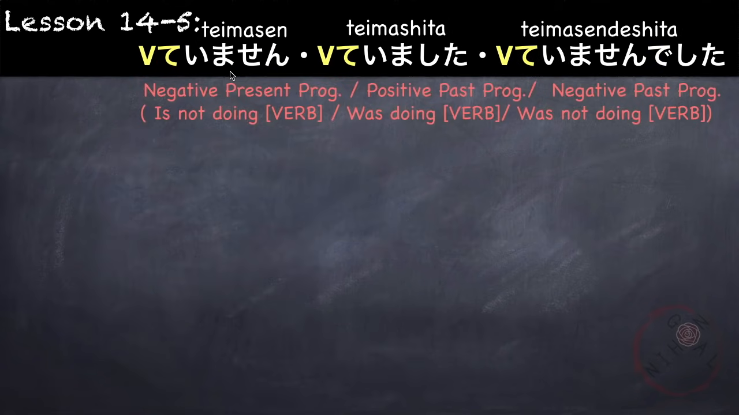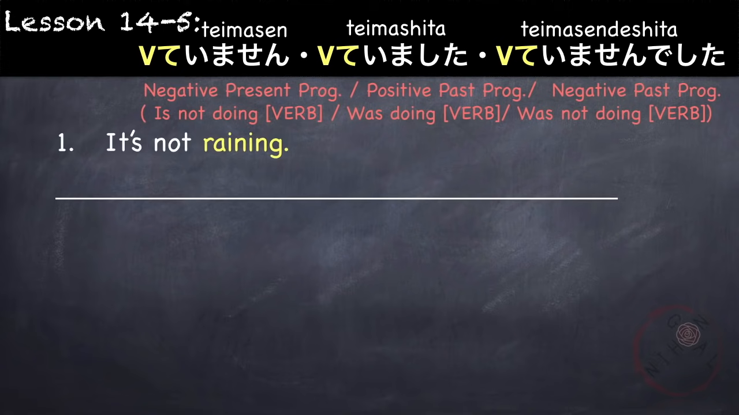We can also apply what we've learned in the previous lessons to change the tense of the verb. We can make it negative present progressive by changing it to verb teimasen, is not doing verb. We can also make it into a positive past progressive tense, verb teimashita, was doing verb. We can also make it into a negative past progressive tense with verb teimasen deshita, or was not doing verb. For example, it's not raining.